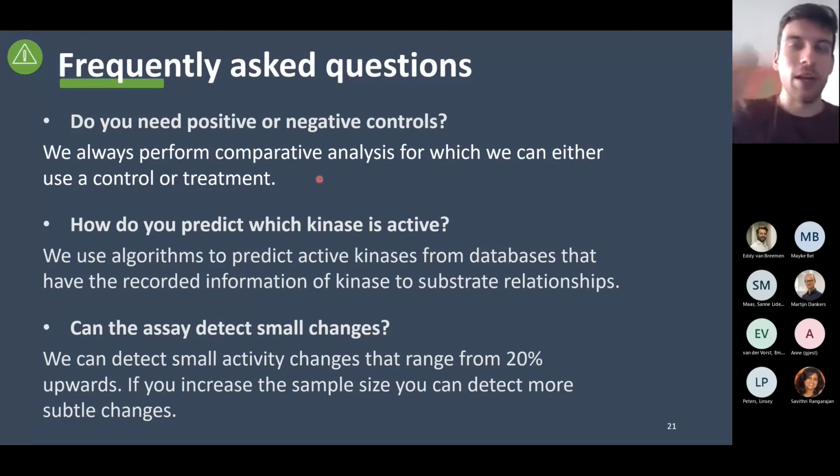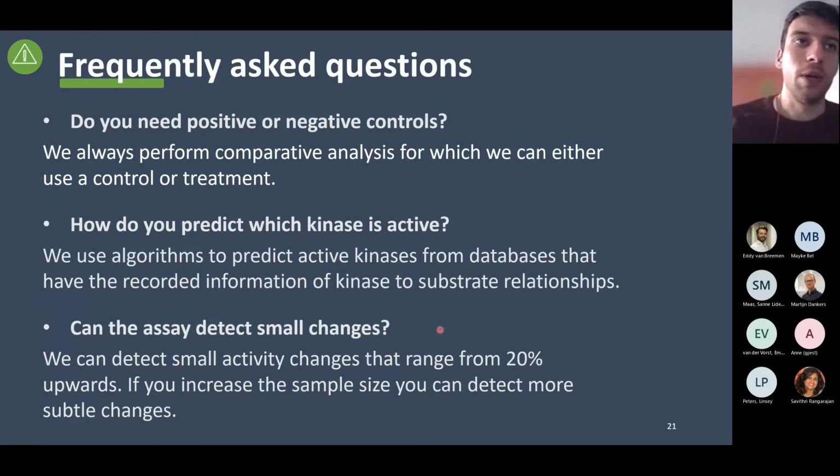Frequently asked as well is how we predict which kinase is active. I touched upon this before. We use self-developed algorithms to predict active kinases from the peptide level data. We use databases that have recorded information of kinase to substrate relationships. These include PhosphoSitePlus or UniProt. We have a lot more information on how we perform these analyses, which is a little bit out of the scope for this presentation, but we can always refer you to more information there.